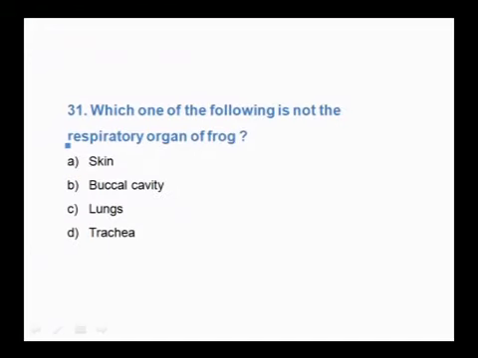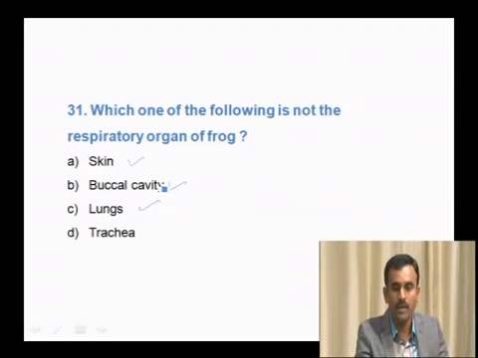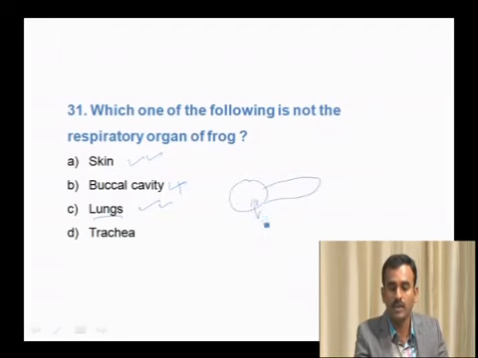Which one of the following is not a respiratory organ of frog? Skin, buccal cavity, lungs as well as gills are the respiratory organs of frog. In adult frog, respiration takes place through skin, mouth or buccal cavity and also through the lungs. The major respiratory organ in adult frogs is lungs. When the frog is at the larval stage or tadpole stage, the respiratory organs in the tadpoles are gills.